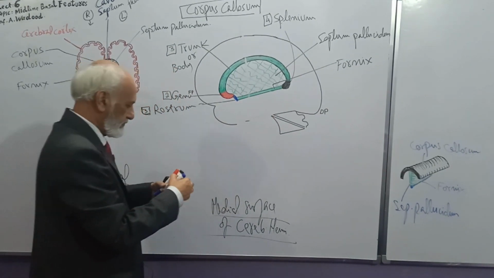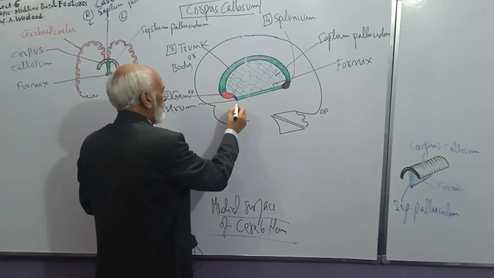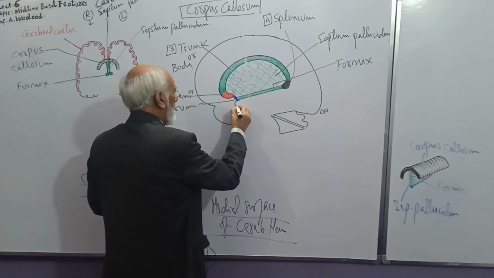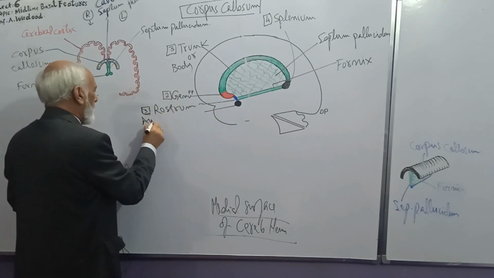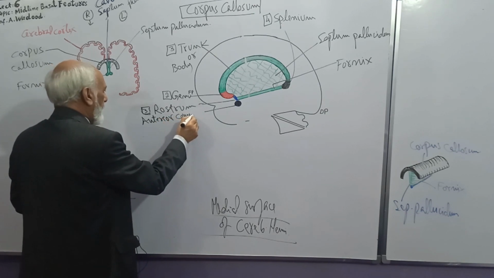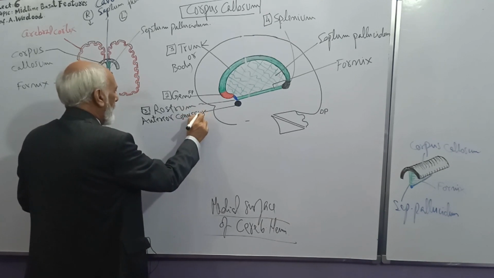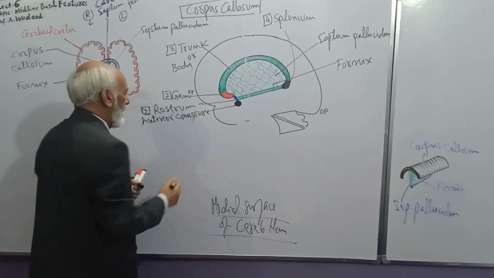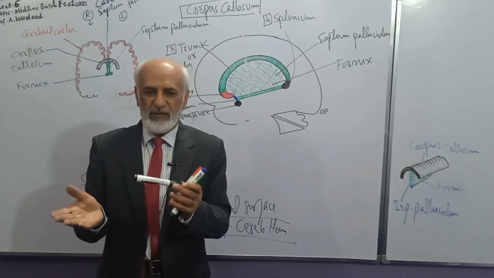Now, anteriorly, this is the rostrum of the corpus callosum. So, just below the rostrum of the corpus callosum, there is a bundle of commissural fibers known as the anterior commissure. I told you commissural fibers are those nerve fibers which connect one hemisphere with the other.